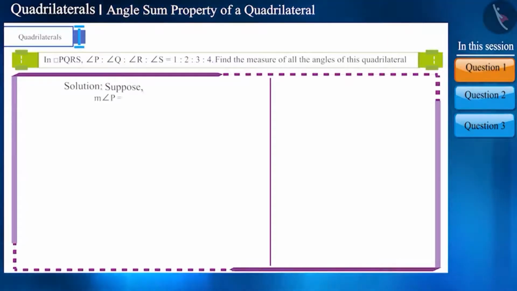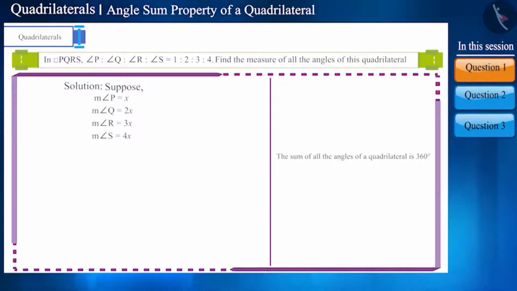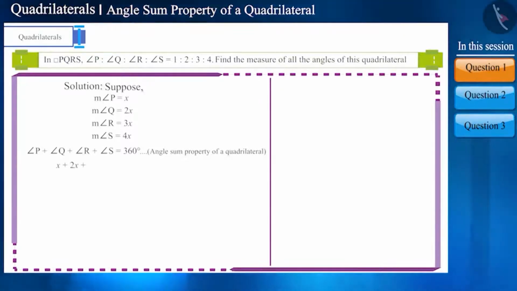Friends, assume that the measure of angle P, angle Q, angle R and angle S is x, 2x, 3x and 4x respectively. And we know that the sum of the angles of a quadrilateral is 360 degrees. Therefore, angle P plus angle Q plus angle R plus angle S equals 360 degrees. We can also write this as x plus 2x plus 3x plus 4x equals 360 degrees. The sum of the left side will be 10x. Solving it, we will get x equals 36 degrees.